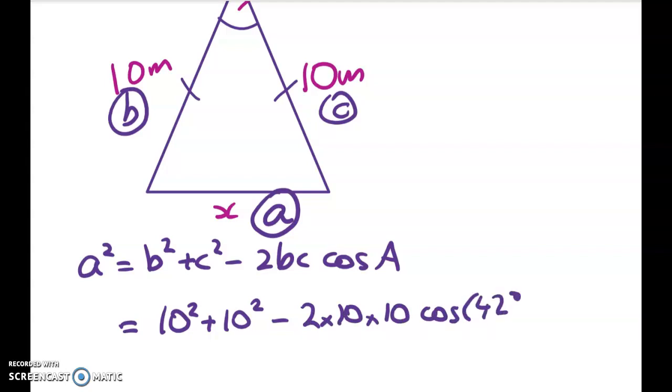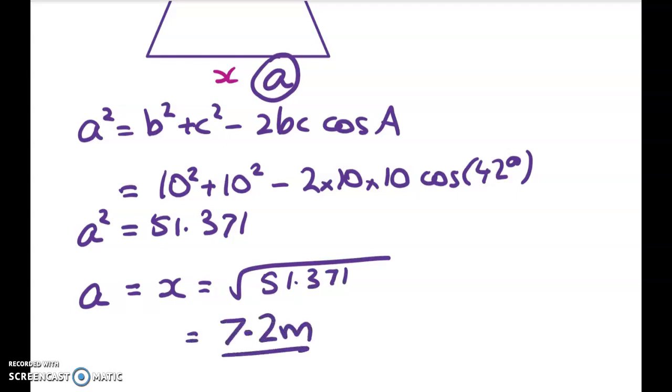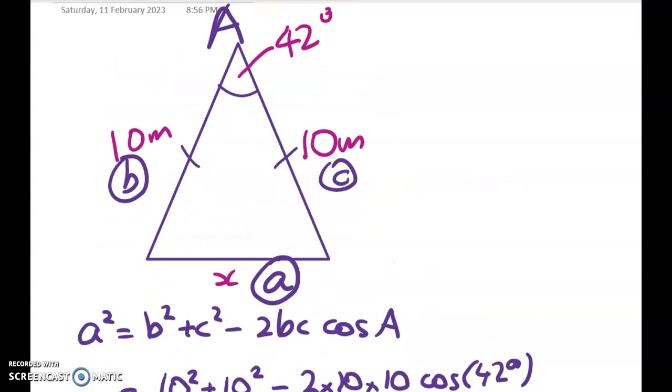cos of 42 degrees. Now, when I chugged that through my calculator beforehand, I got a squared is equal to 51.371. As usual, we don't want the square, we want a. So a is length x, it's the square root of 51.371, which gives me 7.2 meters. Okay, but we've just got time to do that a different way. Right, so fine to do that using the cosine rule, and we got an answer of 7.2 meters, which looks about right.